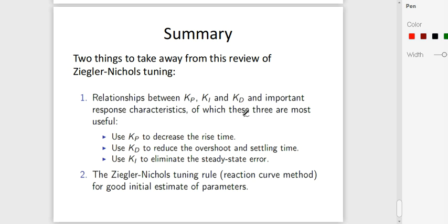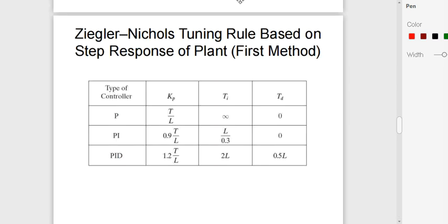The summary is that use Kp to decrease the rise time, use Kd to reduce the overshoot and settling time, and use Ki to eliminate the steady state error. Using the Ziegler-Nichols tuning rule with the reaction curve gives a good initial estimate of parameters. For the initial state, we need to find the values of Kp, Ki and Kd. Just use the reaction curve, or we can directly use the second method for designing a PID controller.